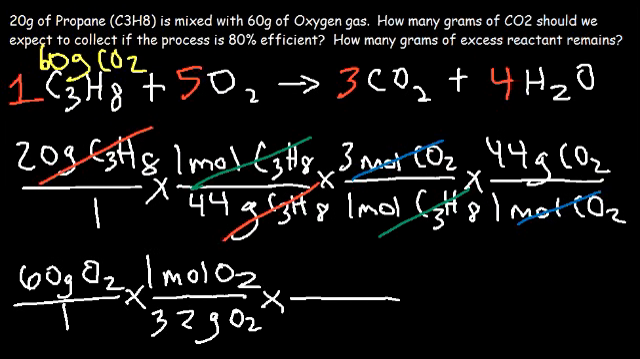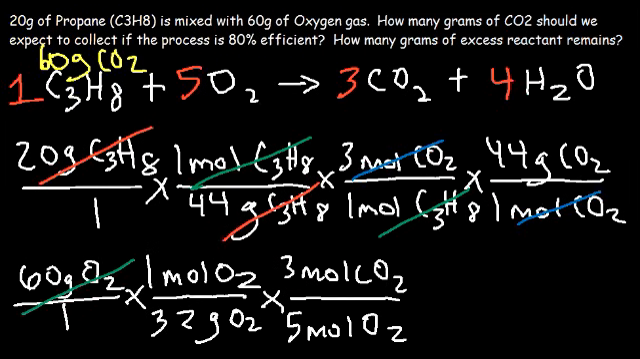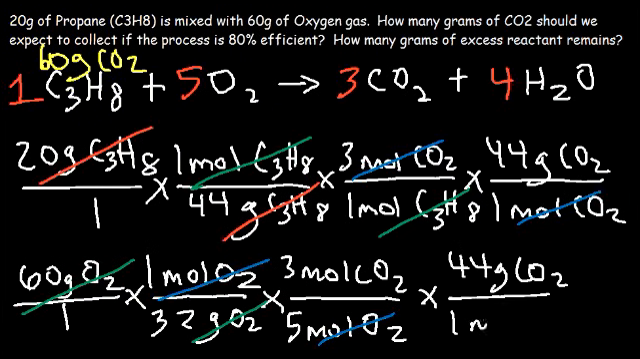Now we need to use the molar ratio. The molar ratio between O2 and CO2 is 5 to 3. For every 5 moles of O2 that reacts, 3 moles of CO2 will be produced. So grams of O2 will cancel, and moles of O2 cancel. Now the next part is going to be the same. That's the molar mass of CO2. So these units will cancel.